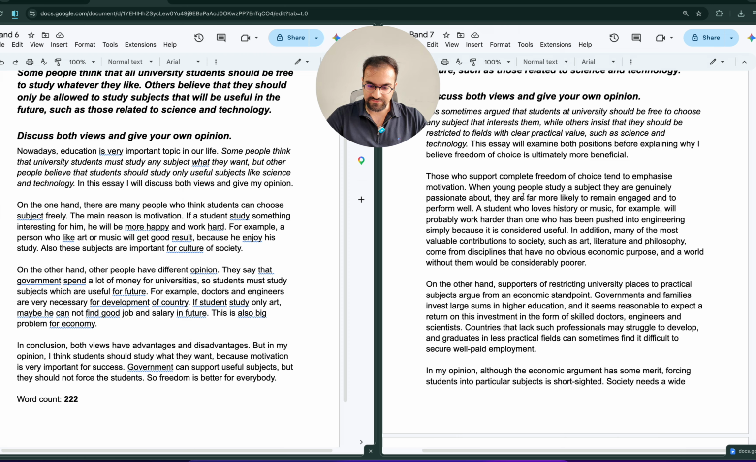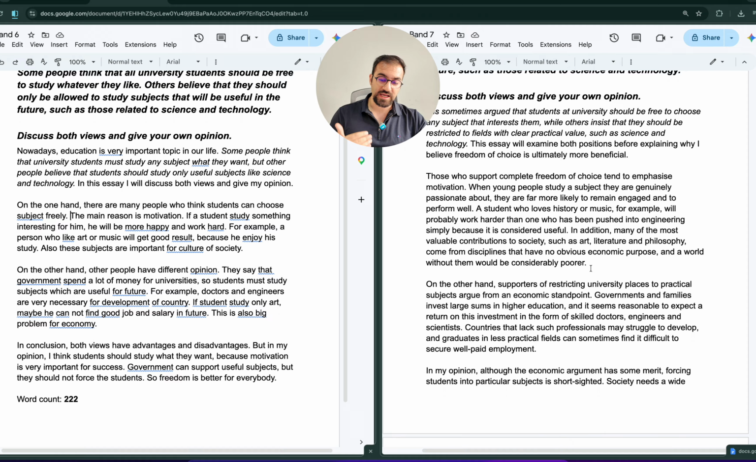If we go to Band 7: "When young people study a subject they are genuinely passionate about, they are far more likely to remain engaged and to perform well. A student who loves history or music, for example, will probably work harder than one who has been pushed into engineering simply because it's considered useful. In addition, many of the most valuable contributions to society, such as art, literature, and philosophy, come from disciplines that have no obvious economic purpose, and the world without them would be considerably poorer." Well, on the right, what we have is clear development.